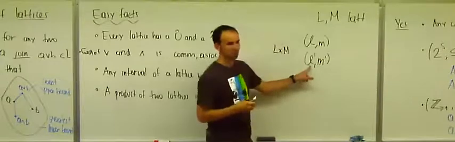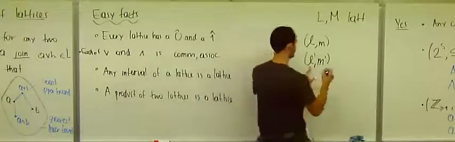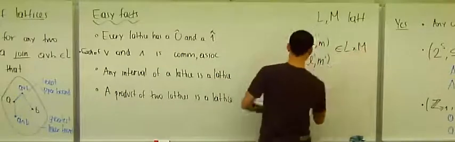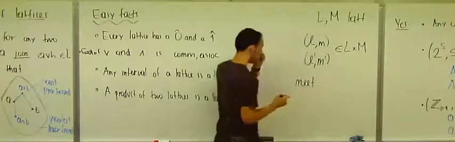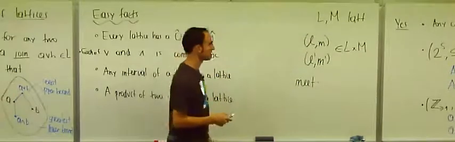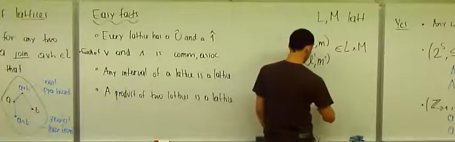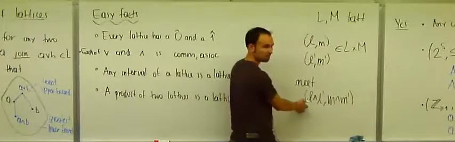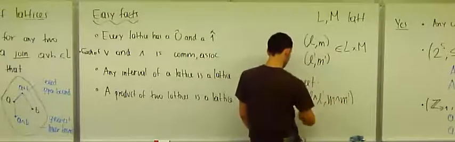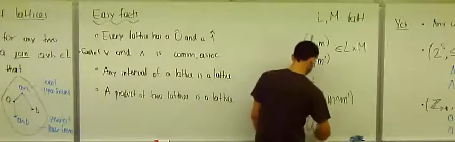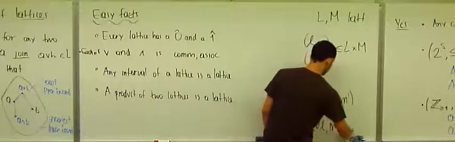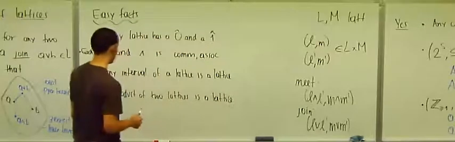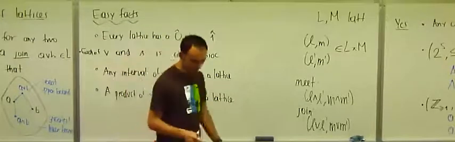So what is the meet of these guys? I think there's only one natural guess, which is meet in the first coordinate, meet in the second coordinate, where this meet takes place in the lattice L and this one takes place in the lattice M. And the join is the same thing with joins. Okay? And you can easily check that this actually is the case. Okay? So a product of two lattices is a lattice.